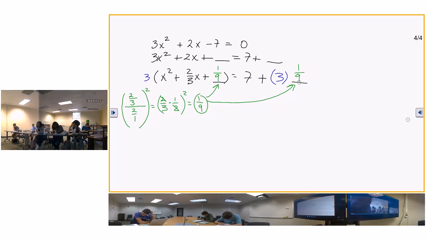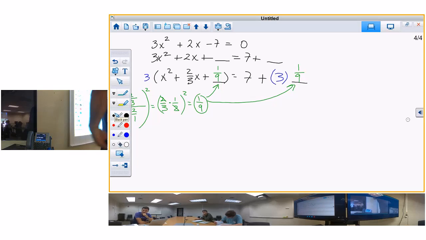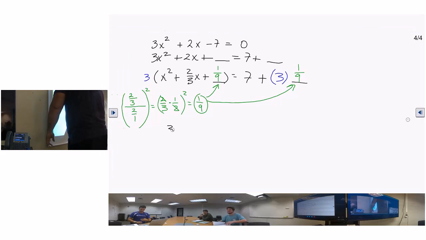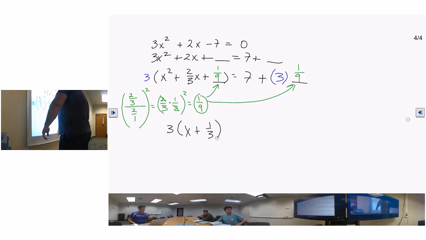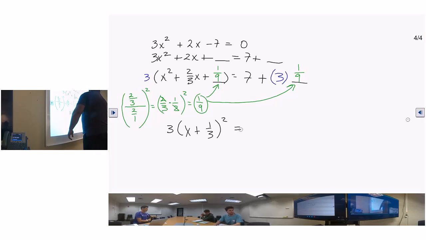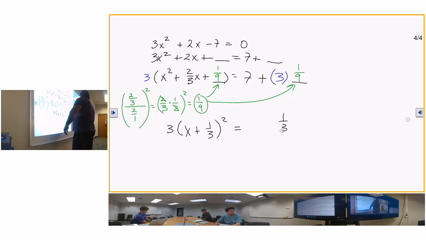Okay, y'all ready? So settle down, Pendleton. This is your last warning. 3 times x plus 1/3 quantity squared is equal to, I'm going to go ahead and do the fraction first. What is 3 over 9? 1/3. So what am I going to change 7 to?